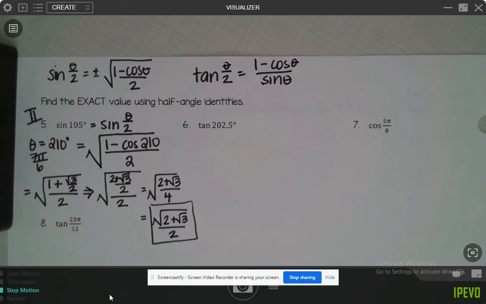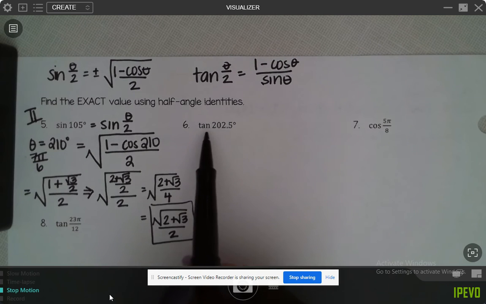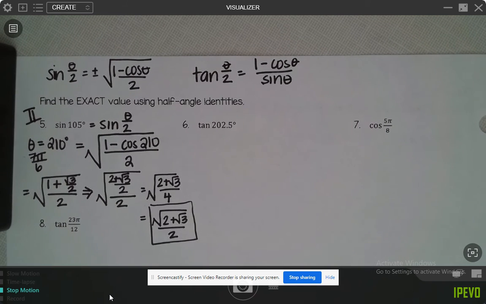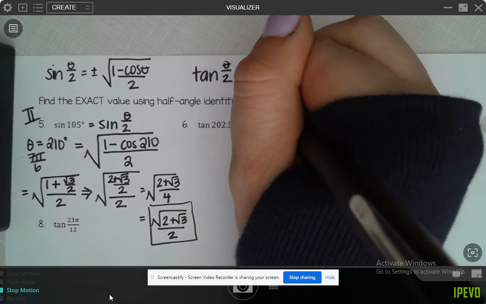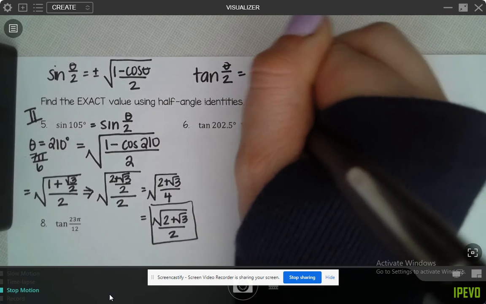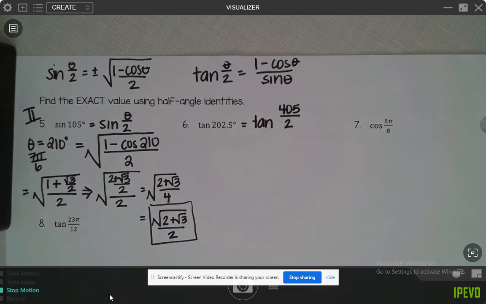Now, you need to find your angle first. How do you find your angle? You take what you're given and you multiply by what? 2. So this is the same as the tangent of 405 degrees divided by 2. Does everybody follow me there? Yes, no, maybe. Come on. Multiplied.